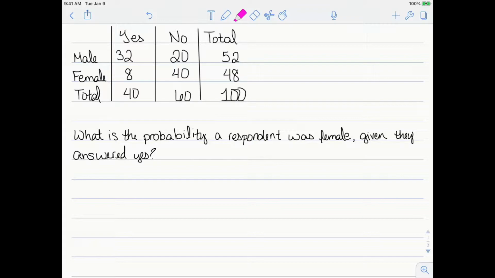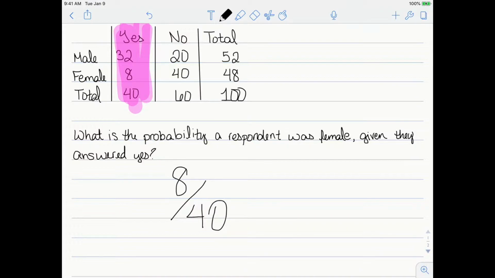My next one, what is the probability a respondent was female given that they answered yes? The fact that I was given that they answered yes means I know that they answered yes. So I know I'm considering only these people right here. So what's the chance they were female? Well, I have 8 females out of a total of 40 that had answered yes.